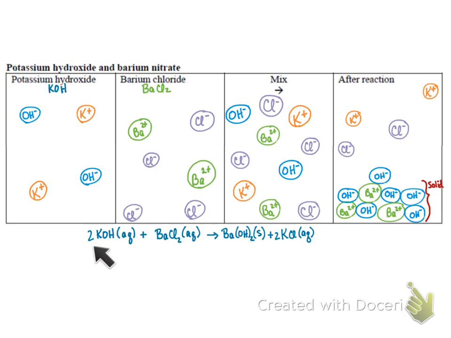The balanced equation, we call this the molecular equation. Potassium hydroxide, barium chloride solutions mixed together make solid barium hydroxide. And then potassium chloride, again, we write the formula here, but they aren't really together. They're both free and dissolved in solution.